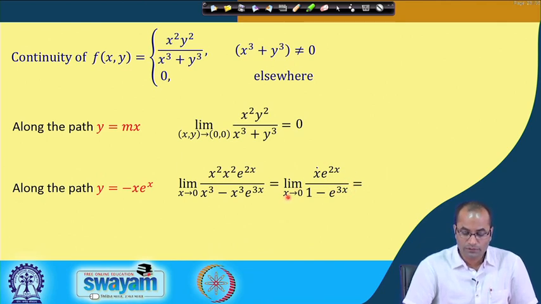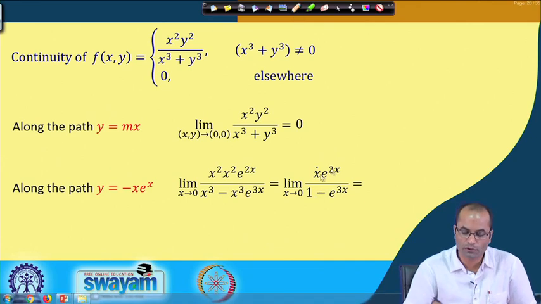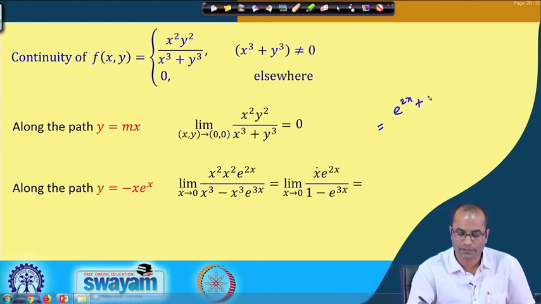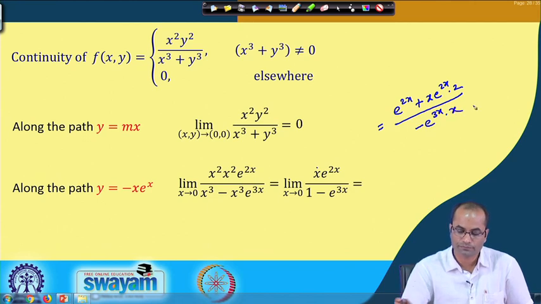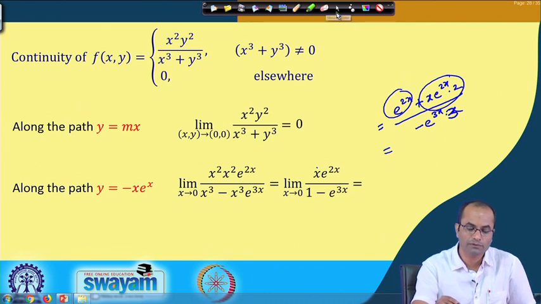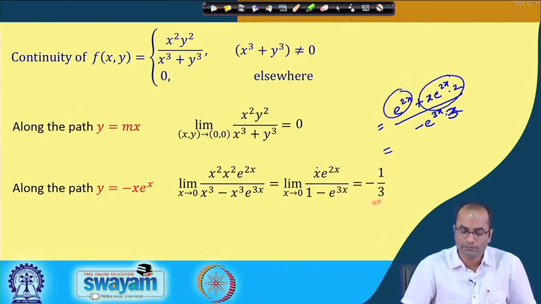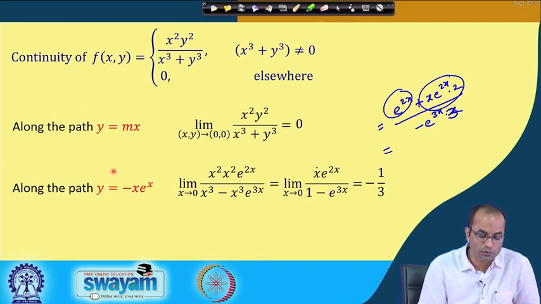So, what is the limit here? X goes to 0. So, it is a 0 by 0 case. So, we can use the L'Hopital rule. So, this limit will be equal to, e power 2 x plus x as it is, e power 2 x and then 2. So, this is a differentiation there, and then minus e power 3 x into 3. So, when x goes to 0, this goes to 0. So, we have 1 over 3. So, minus 1 over 3 is the limit of this function along this particular path.